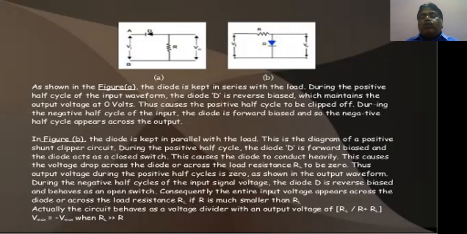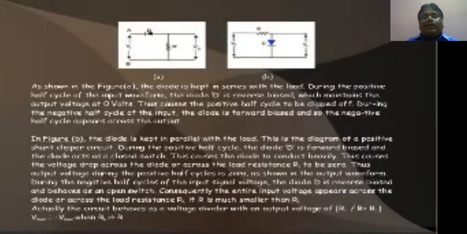As shown in that output waveform, during the negative half cycles of the input signal voltage, the diode D is reverse biased and behaves as an open switch. Consequently, the entire input voltage appears across the diode, or across the load resistance RL. If R is much smaller than RL, the circuit behaves as a voltage divider with an output voltage of RL by R plus RL.